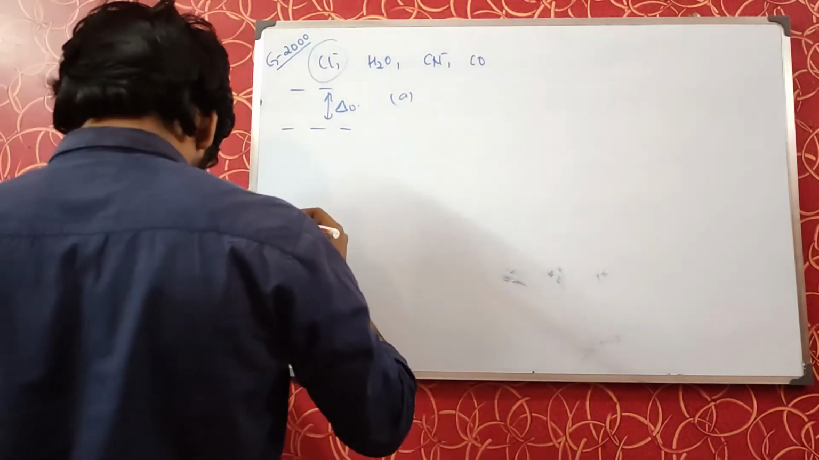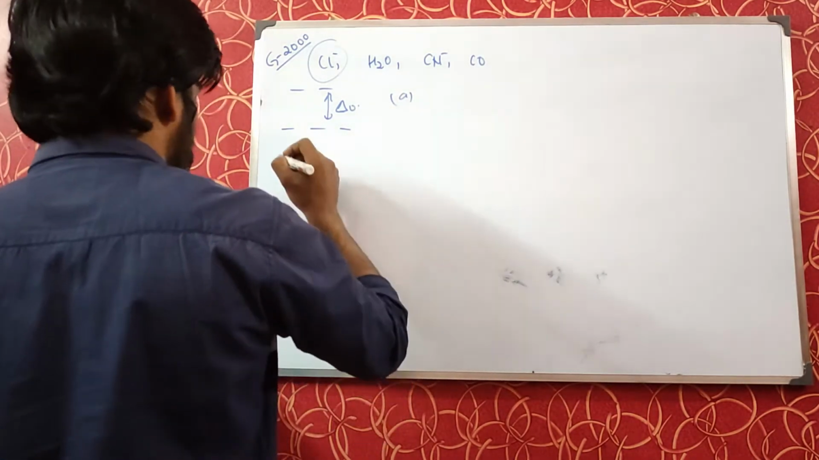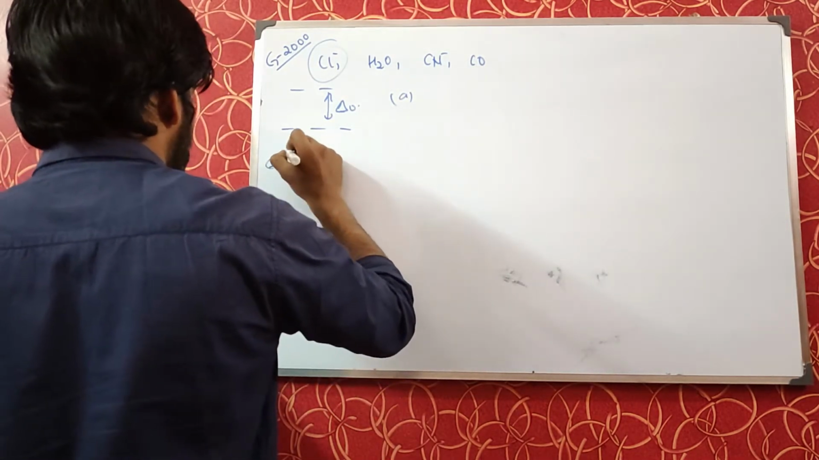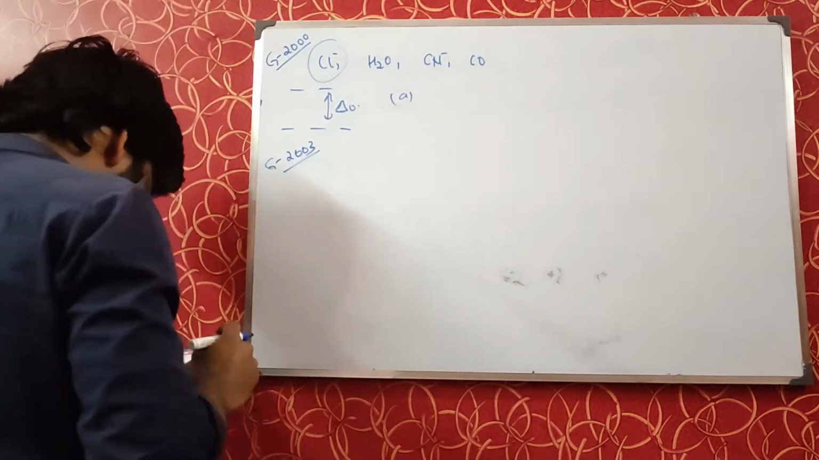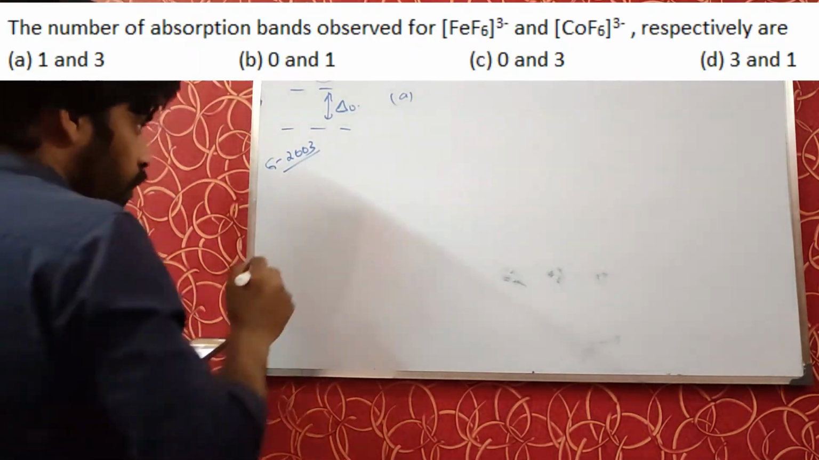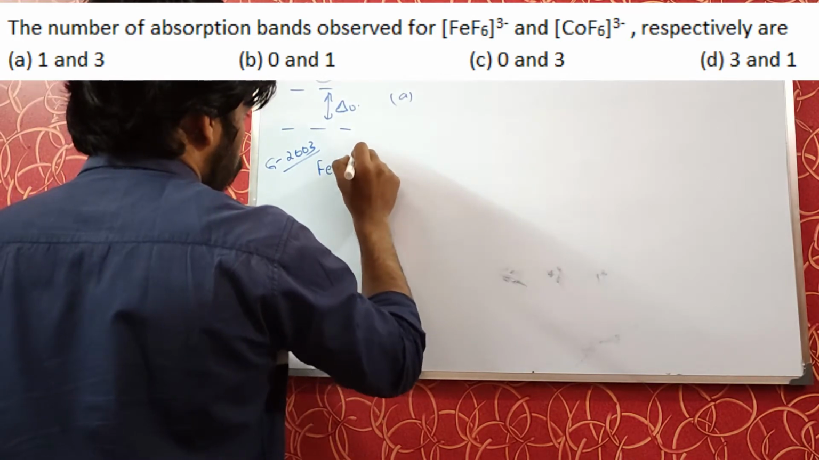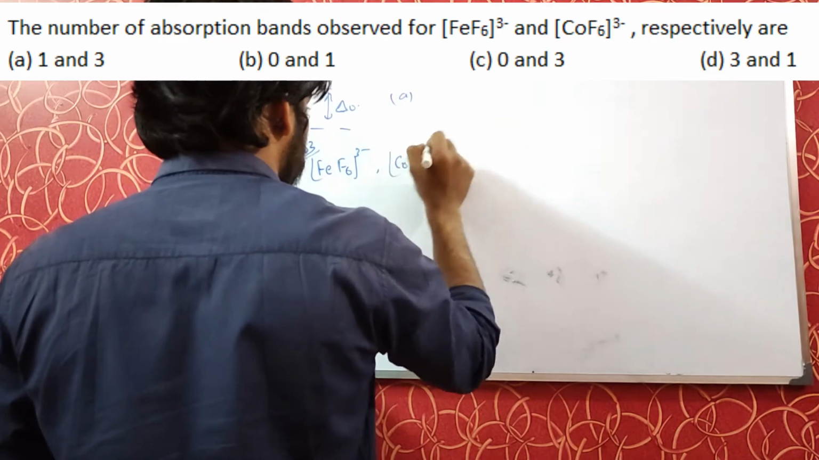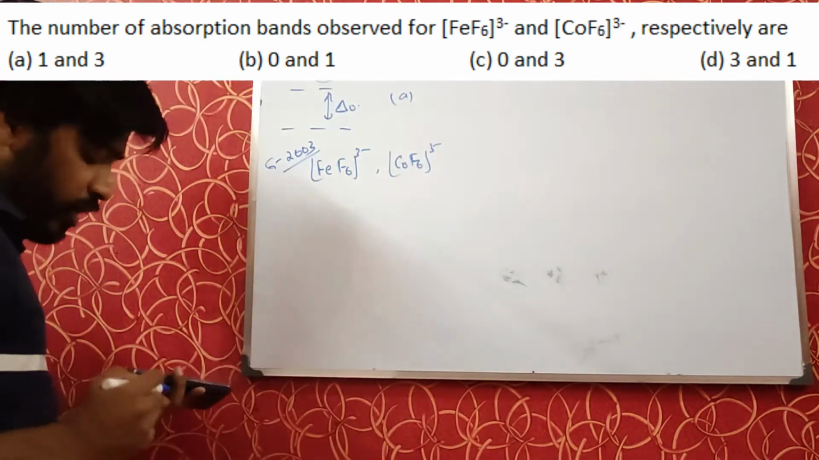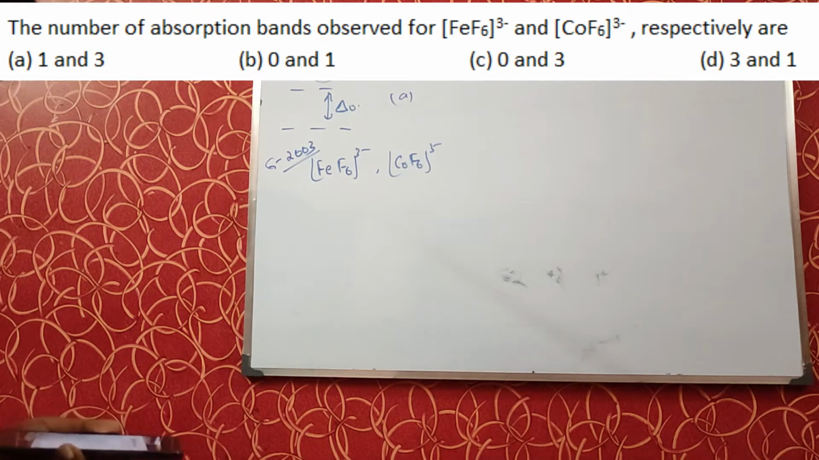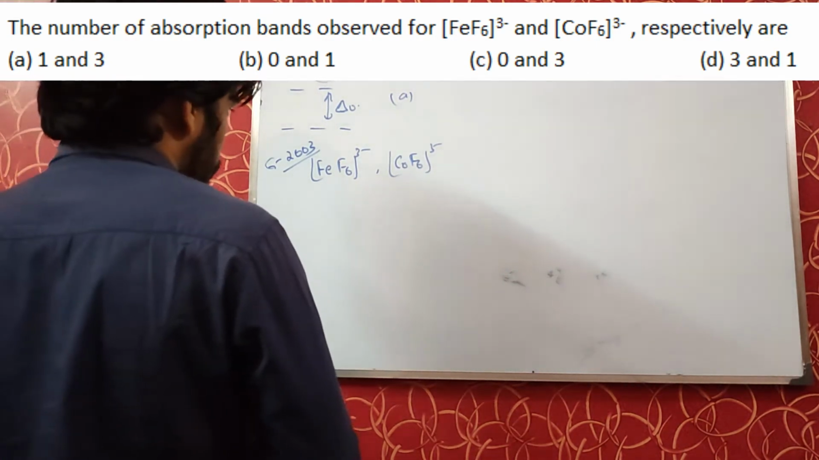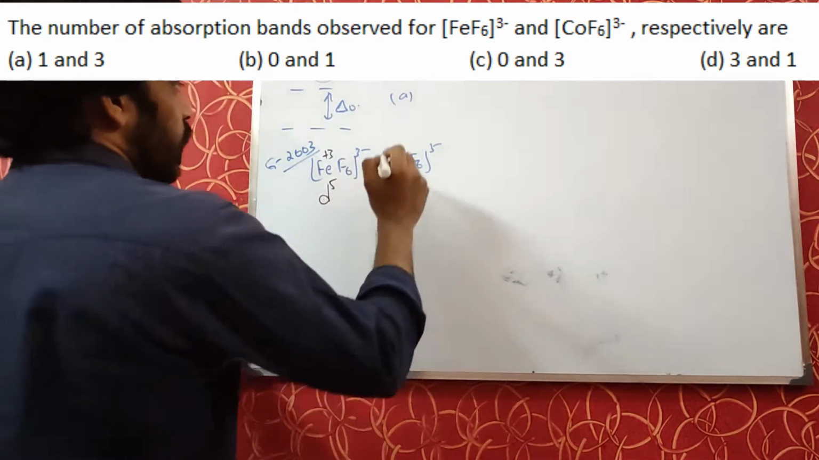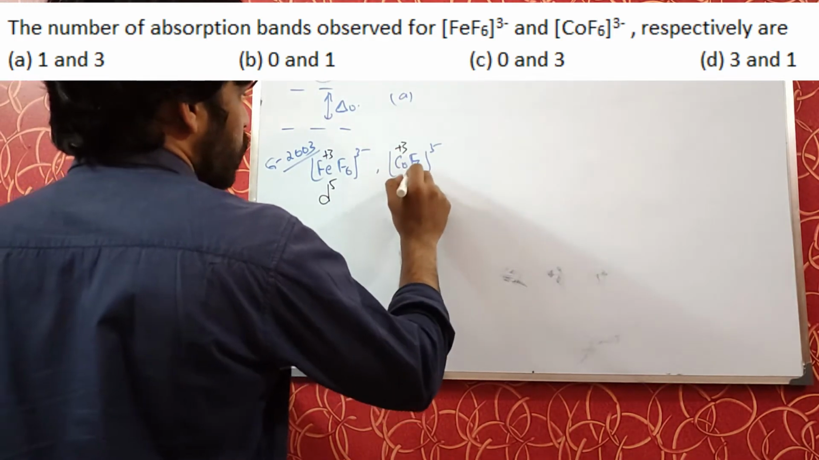The next question we have is from GATE 2003. The question says the number of absorption bands observed for FeF6 3 minus and CoF6 3 minus. Now in the case of FeF6, this is Fe plus 3, so that would mean this is d5, this is at plus 3, this is d6.